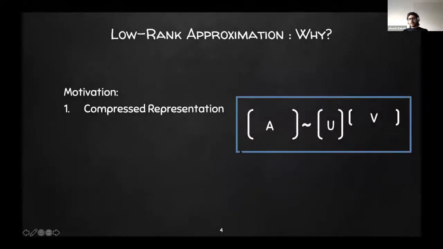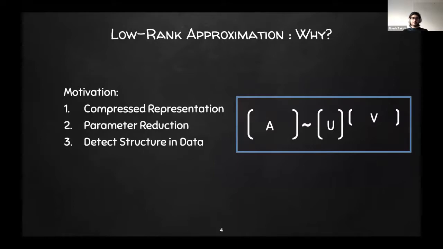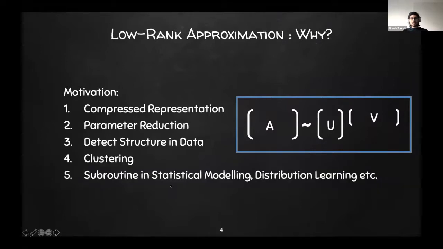Okay, so why consider the low rank approximation problem? It helps you compute a compressed representation of the input matrix. You can reduce the number of parameters that you have to carry around. And it's also often used to detect structure in real-world data. And it's used as a subroutine for clustering, statistical modeling, distribution learning, etc.